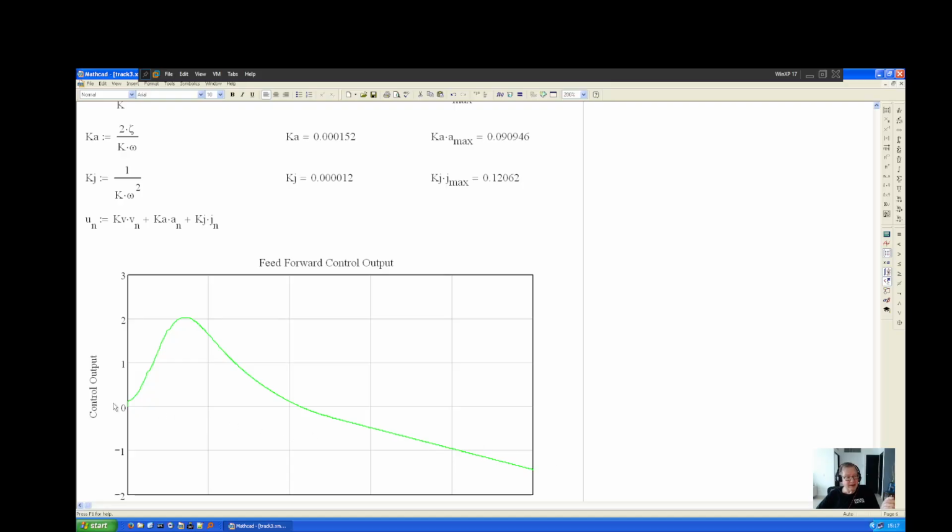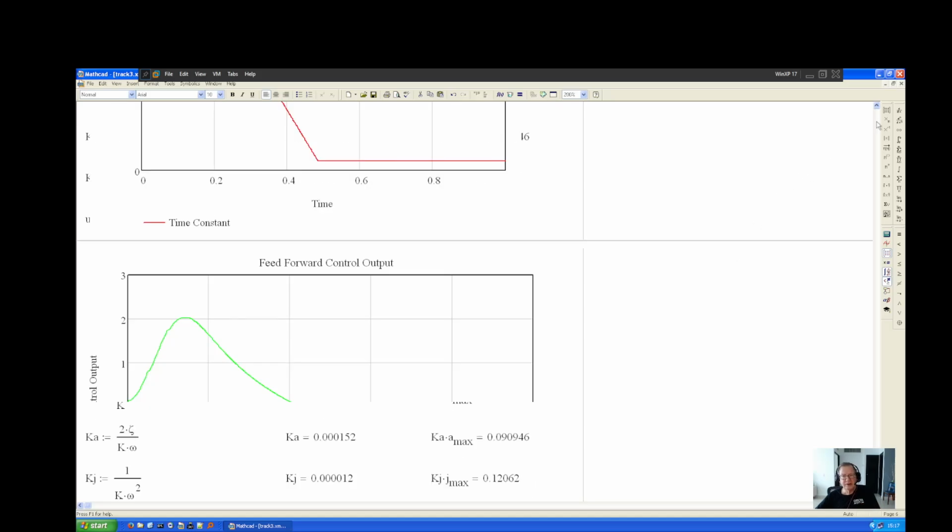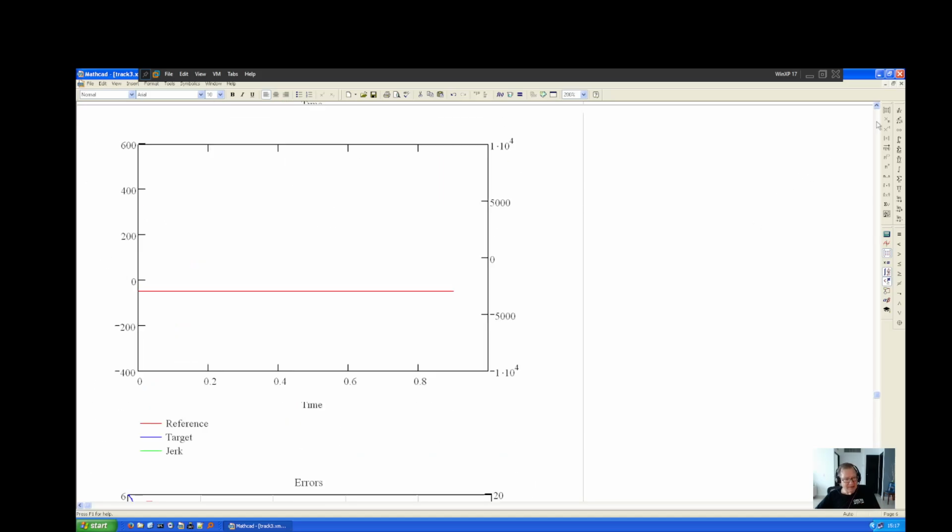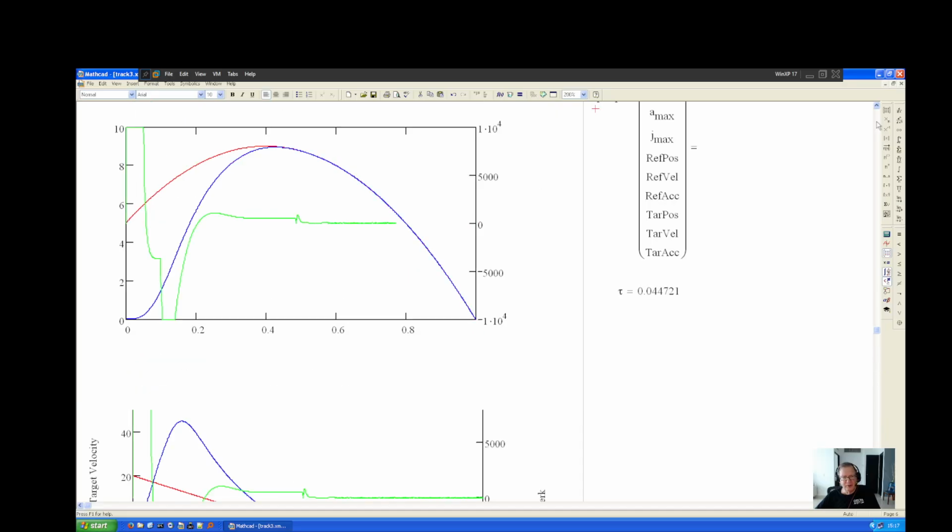And here you can see that because it has to go forward to catch up, and then as the reference goes in a negative direction, you can see that the output here has to go down in a negative direction too. So that is what I am trying to do.